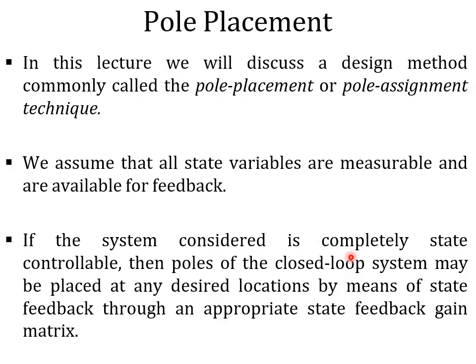If the system considered is completely state controllable, then the poles of the closed loop system may be placed at any desired location by means of a state feedback through an appropriate state feedback gain matrix. The condition for a system to place the poles at certain locations is that the system must be completely state controllable. Then the poles of the closed loop system can be placed at any desired location by using the state feedback gain matrix.